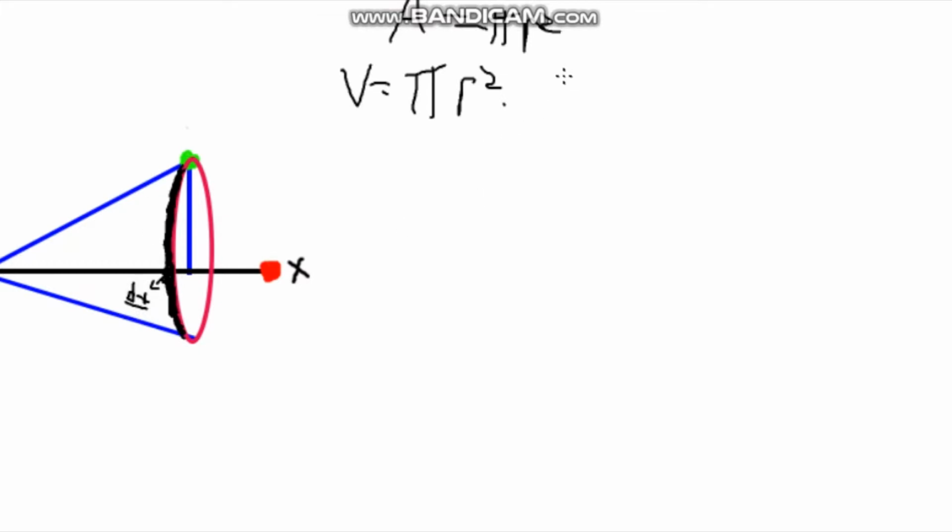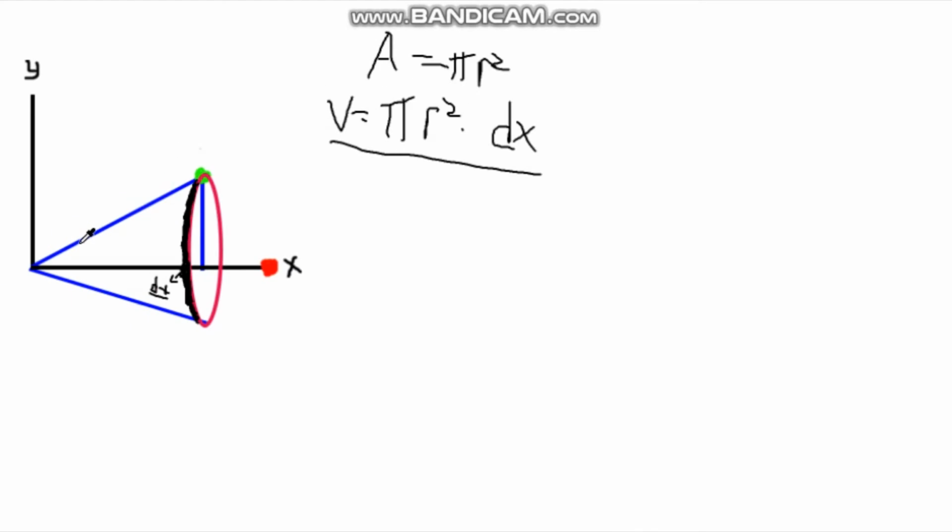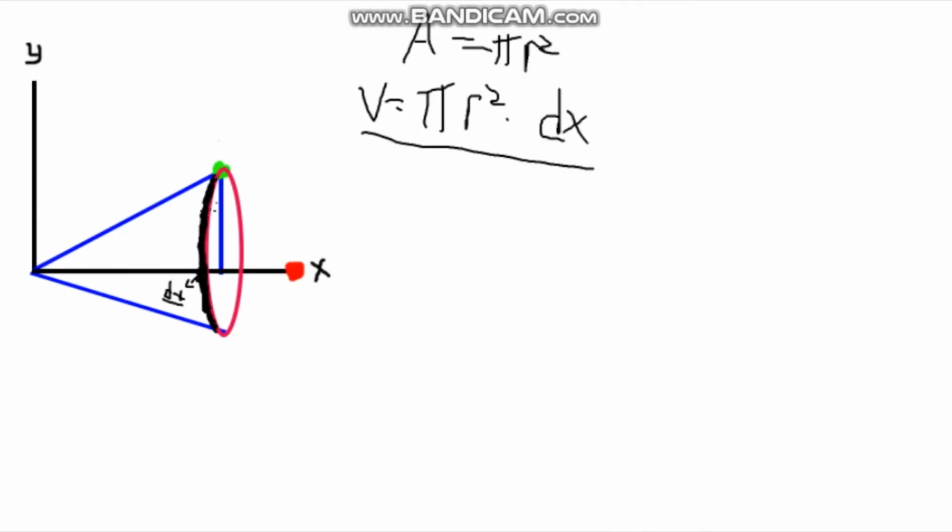So we can say that the height is dx. So now we have the volume of this disk, which is equal to pi r squared times dx. Now what we have to do is figure out how many disks there are in this cone, find the volume of each individual disk, and then add them together. But the problem is that there are an infinite amount of disks like this in this cone. So what we need to do now is to use integration.